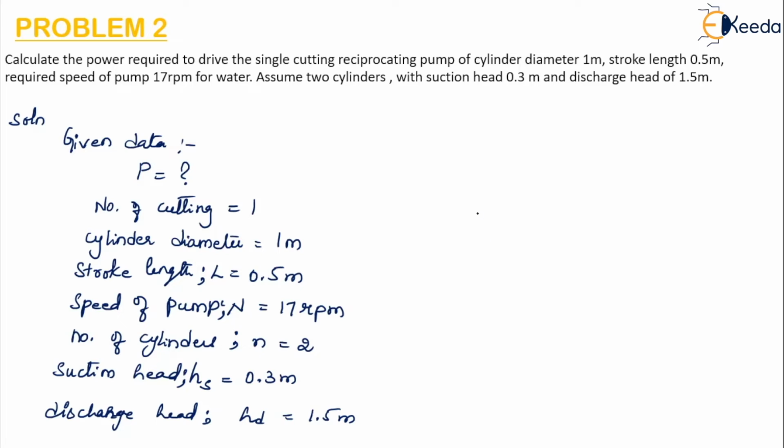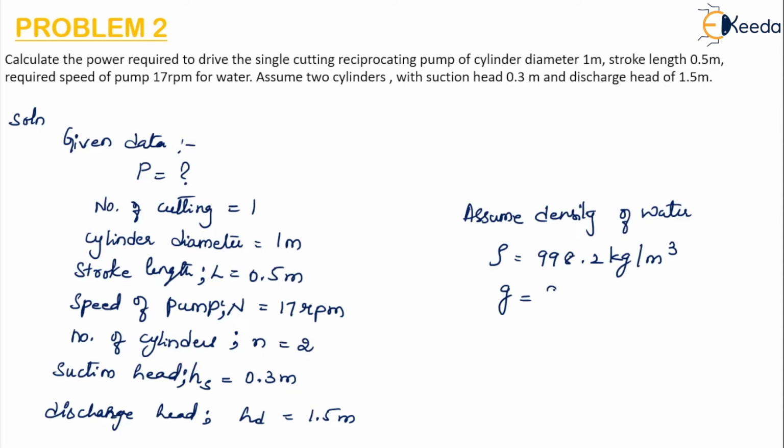Now let us assume the density of water, which is denoted by rho, as 998.2 kg per meter cube, and we know gravity is 9.81 meter per second square. Now we have to calculate the power.